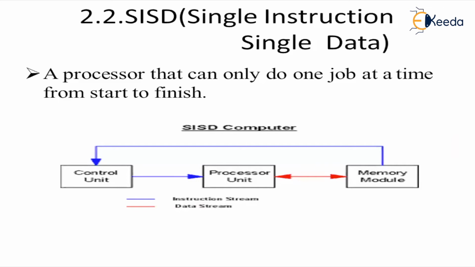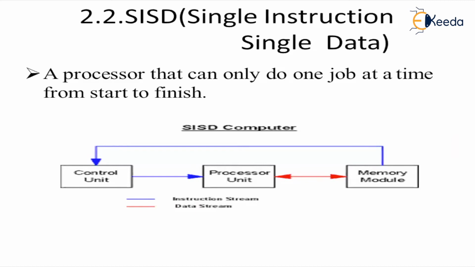Now let us understand what SISD, single instruction, single data, is. As the name suggests, it will do only one job at a time from start to finish. SISD is a computer architecture in which a single unicore processor executes a single instruction stream to operate on data stored in a single memory. This corresponds to the von Neumann architecture.